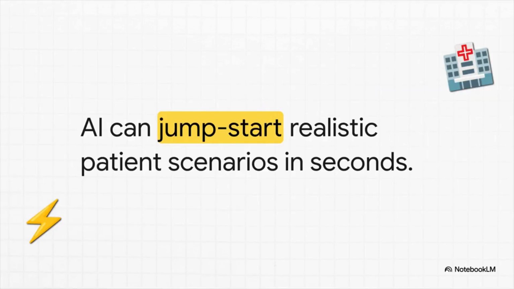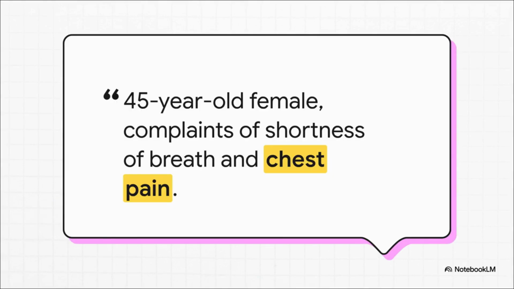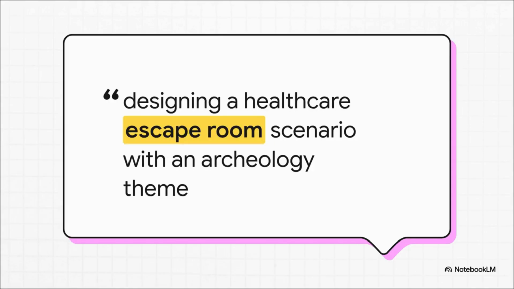So, superpower number 1, content creation. AI can literally jumpstart realistic patient scenarios in seconds. Just feed it demographics and history. But hey, always verify the output to catch any weird AI hallucinations. It's also a fantastic brainstorming buddy for creative stuff, like designing fun diabetes escape room clues.